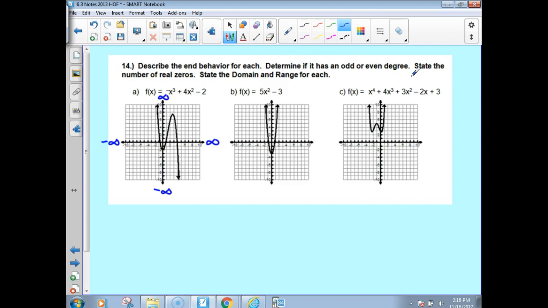So we're going to describe the end behavior for each graph, determine if it's an odd or even degree, and state the number of real zeros. This particular one has a power of 3, so it is an odd degree. Then it says state the number of real zeros. There are 1, 2, 3 real zeros.